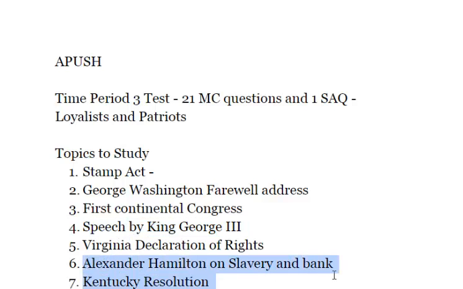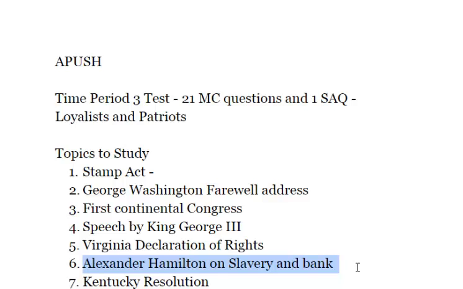Alexander Hamilton on slavery and the bank. Really here, his view was that emancipation should be granted and promised to African Americans, and also that the British were recruiting African Americans as soldiers to fight against the colonists during the Revolutionary War.